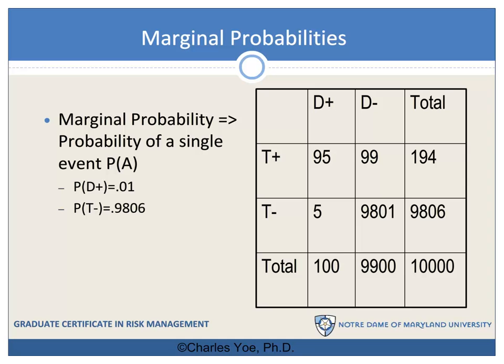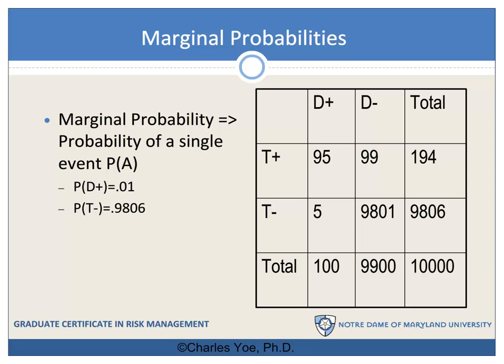In the columns, we have information about whether a person does or does not have a disease. D plus stands for disease positive. These are people who have the disease. D minus stands for disease negative. These are people who do not have the disease. The disease goes unnamed because it's just a classroom example here. The total gives you the total number of people in the data set.